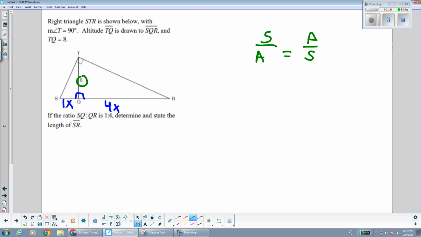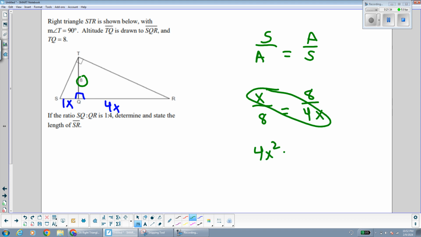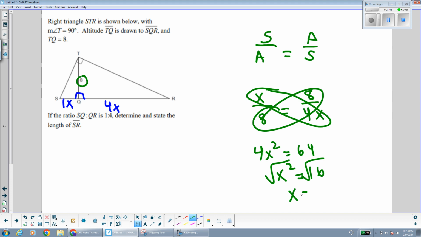So our two segments are 1x, or just x for short, and 4x. And our altitude is 8. Cross multiply, we have 4x squared is equal to 64. If we divide by 4, we have x squared is equal to 16. That makes x equal to 4.